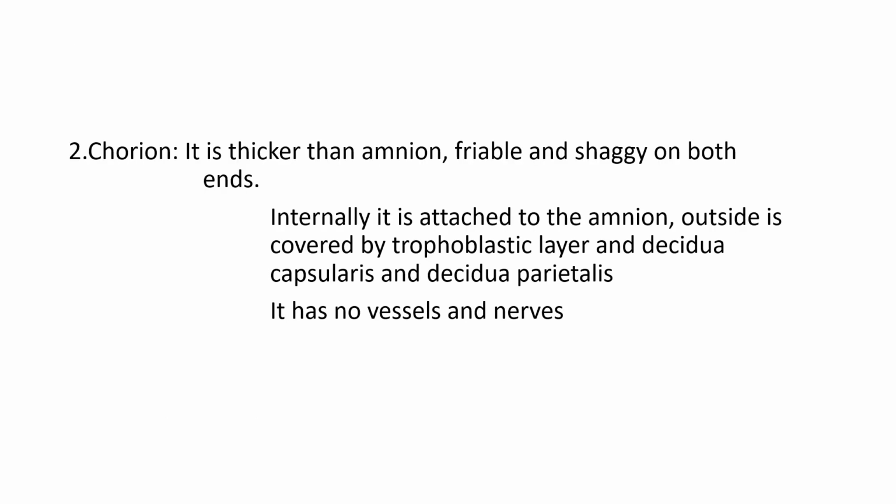Now let us see about the chorion. It is thicker than the amnion, but still it is fragile and shaggy on both ends. Internally it is attached to the amnion, and outside it is covered by the trophoblastic layer of the decidua capsularis and decidua parietalis. If you have any doubt about the decidua capsularis and decidua parietalis, please see the video about fertilization. So the inner side of the chorion is the amnion, and the outer side is the layers of decidua, which are in contact with the uterine endometrium. The chorion also has no blood vessels and nerves.